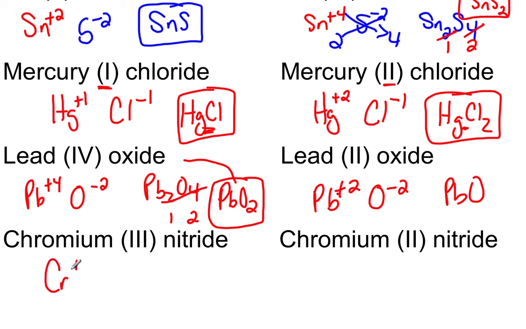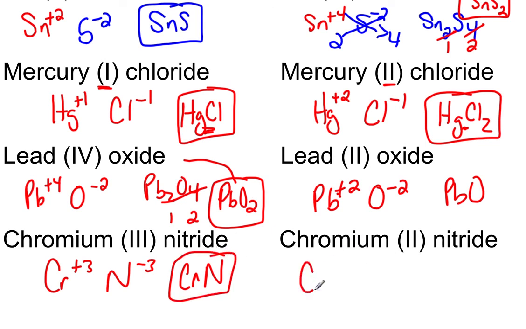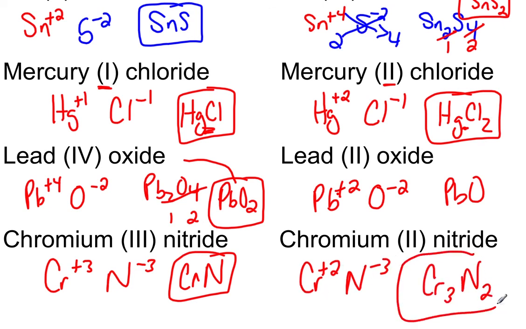Finally, chromium with a +3 charge. Nitrogen, look on the periodic table, it always makes a -3. That's a 1-to-1 ratio, CrN. But if chromium makes a +2, different situation here. Nitrogen makes a -3, crisscross them, you get Cr3N2.